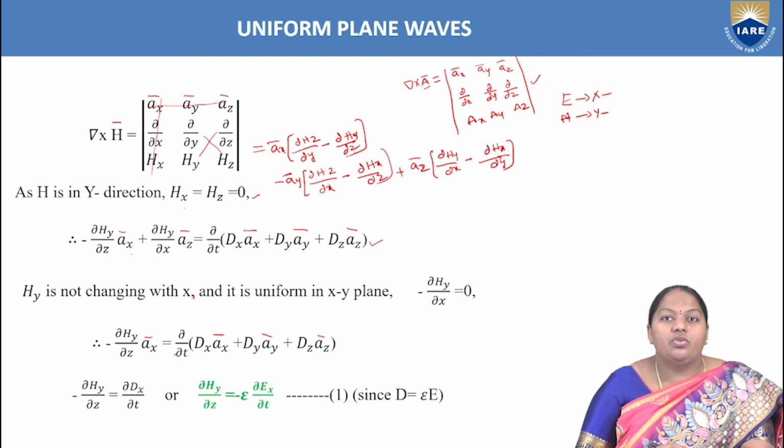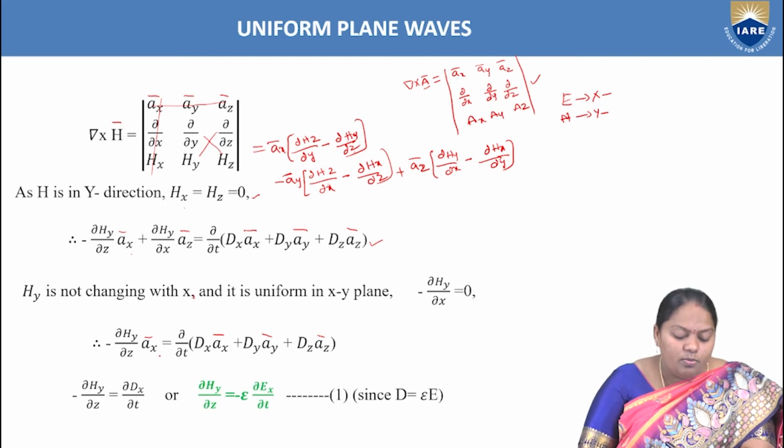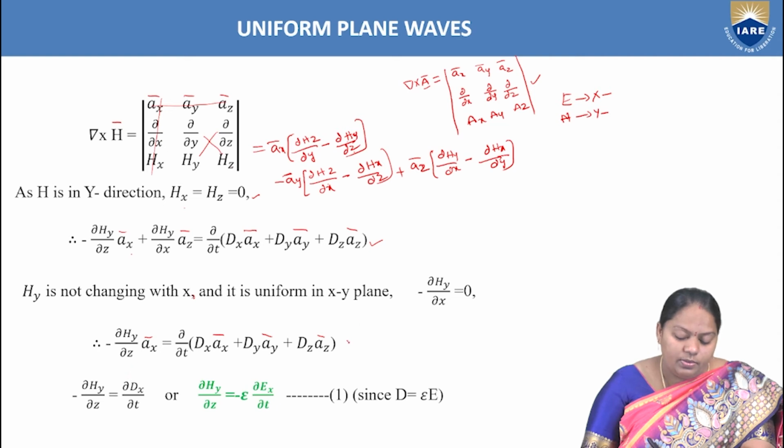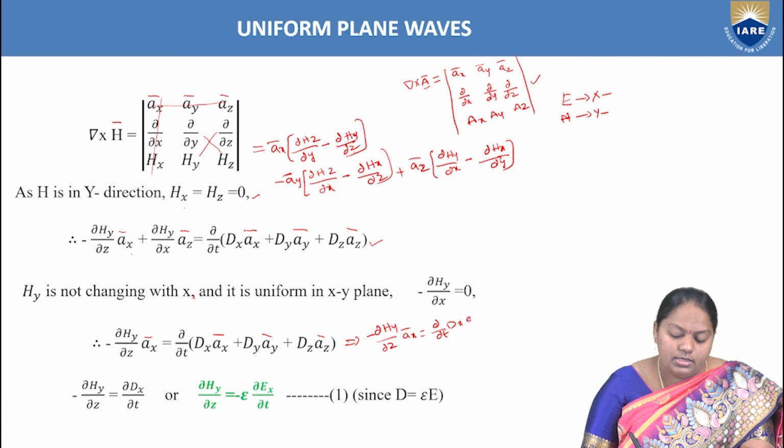Now if you compare both sides unit vectors with x, y, z, then the y component and z components do not exist in the LHS part, but those two exist in the RHS part. According to that, the Dy, Dz terms tend to 0, and we have got only one relation. Minus ∂Hy/∂z into ax is equal to ∂/∂t into Dx ax. Okay, so both sides unit vectors get cancelled. Then minus ∂Hy/∂z equal to ∂Dx/∂t, or ∂Hy/∂z is equal to minus epsilon into ∂Ex/∂t.